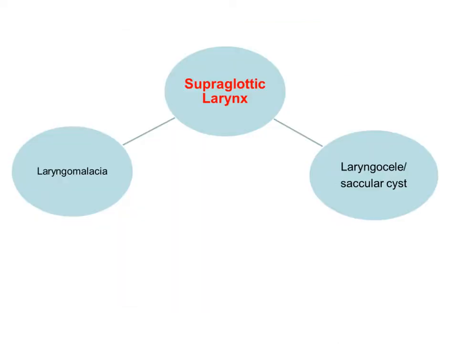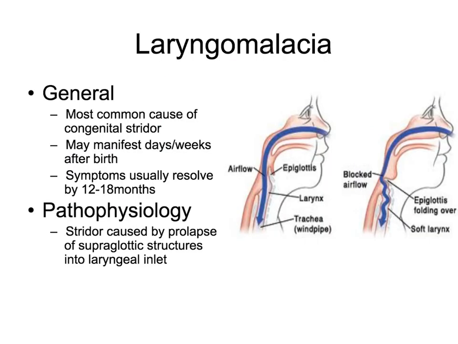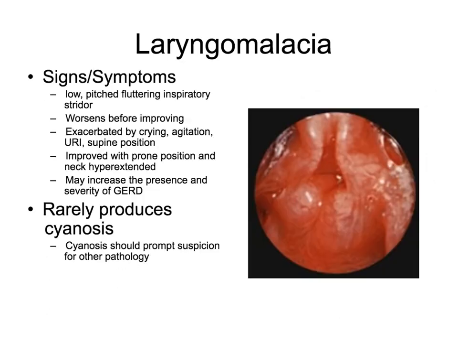Differentials for this airway noise include laryngomalacia, laryngocele, or a saccular cyst. Laryngomalacia is the most common cause of congenital stridor and may manifest days to weeks after birth. Symptoms usually resolve by 12 to 18 months. Its pathophysiology can be seen as the epiglottis prolapses into the airway, causing blocked airflow into the larynx.